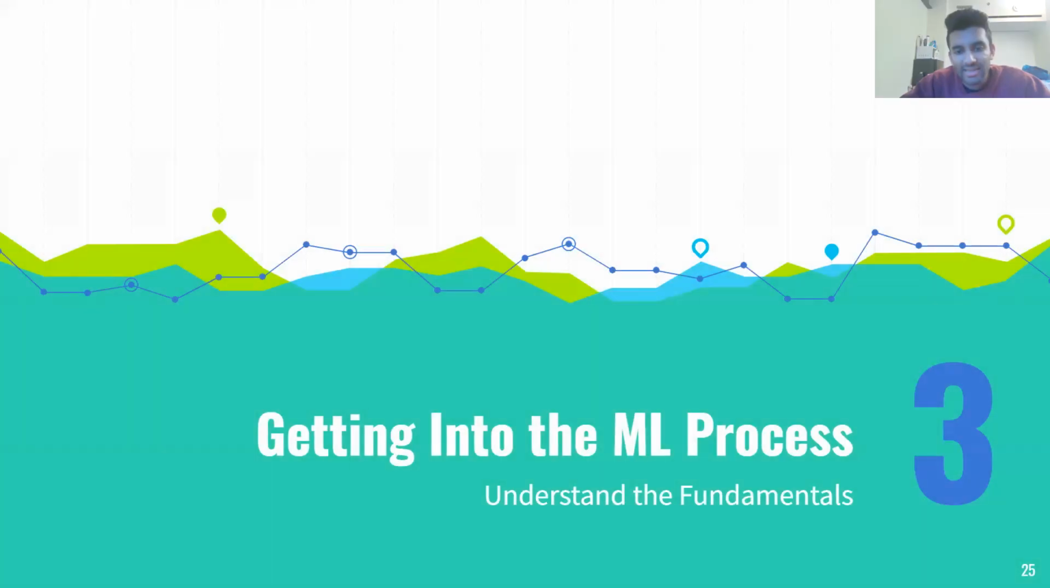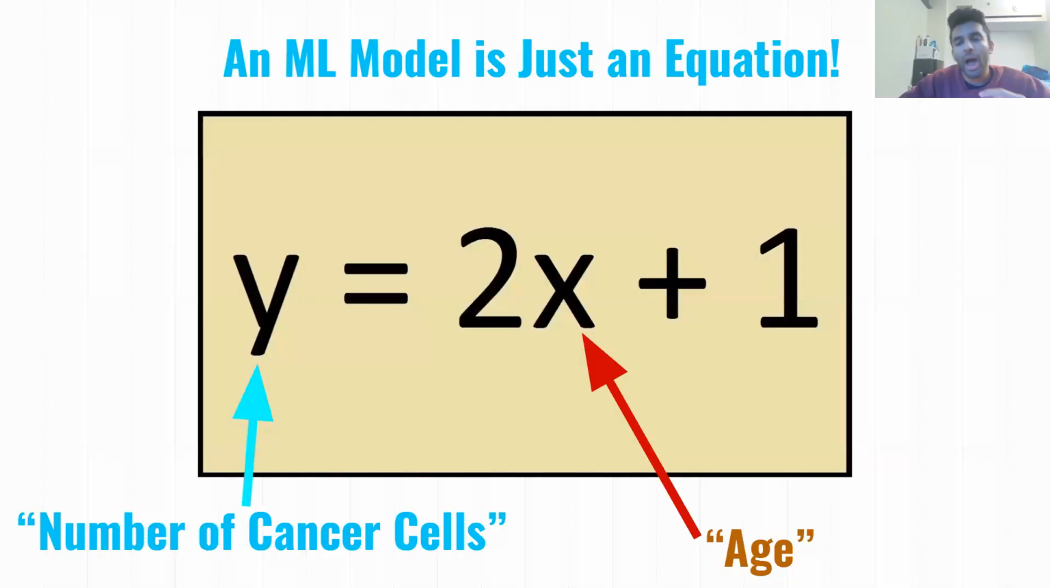So now I want to get into the fundamentals of how machine learning works. I'm just teaching you all this very, very conceptually. So this might not be very accurate, but it is very helpful for understanding how AI and machine learning works. When people say that I built a machine learning model, what they mean is that they just built an equation.